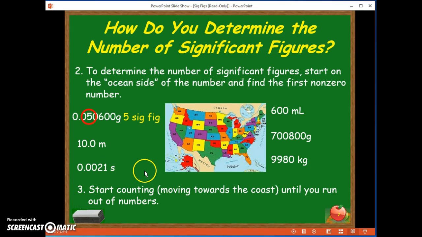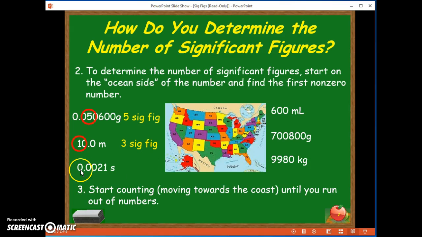Okay, so looking at the number 10.0. Since it's on the left side, because the decimal is present, we're going to start from the left, and again, follow my cursor here. The first non-zero we see is 1. So everything after that counts. So we have 1, 2, 3 significant figures.